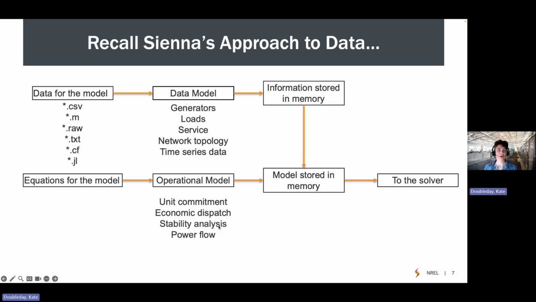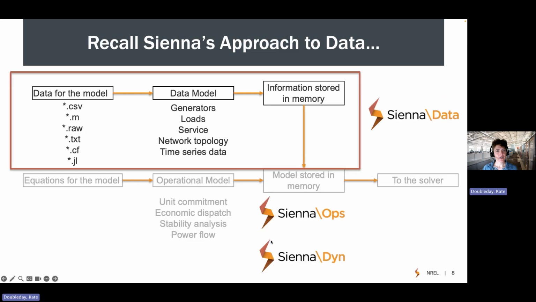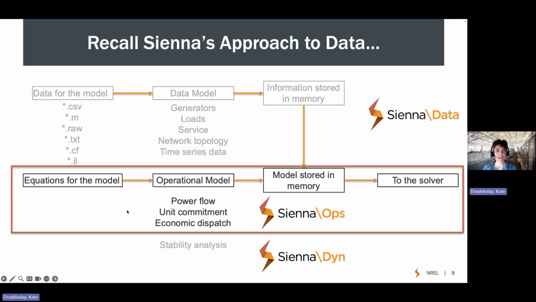So you might recall in one of our earlier videos, we talked about Sienna's approach to data. And we talked about this separation between data and equations. So the introduction shared that Sienna Data is really focused on the specific data models that describe different components within the system, and that those can be differentiated from equations that describe behavior. So in Sienna Ops, we have these templates for behavior that don't depend on the data at all. But by combining those two different aspects, you can develop a complete model in memory and solve it.